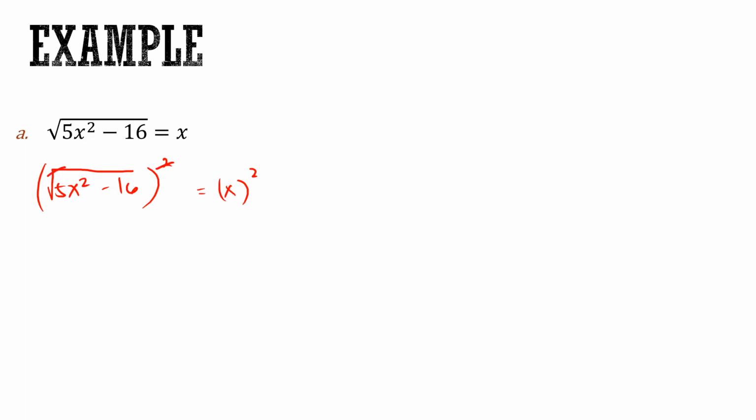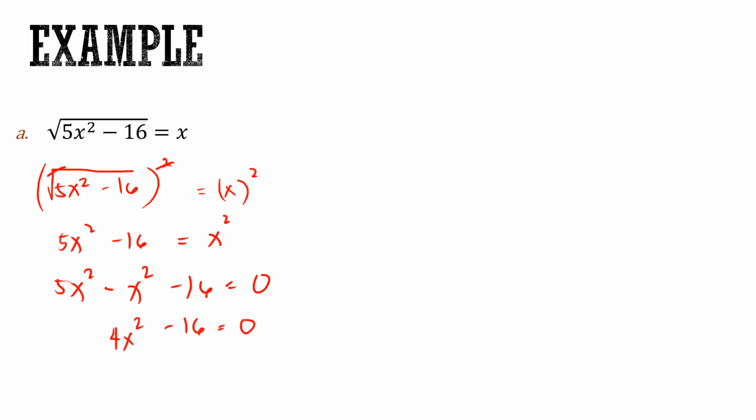So the radical term will be eliminated. What's left is 5x squared minus 16, so we can write this as 5x squared minus 16 equals x squared. Now I'll be moving x squared to the other side of my equation since 5x squared is greater than x squared. So that will become 5x squared, positive x squared will become negative x squared, minus 16, then equal to 0. So let's subtract 5x squared minus x squared. This will become 4x squared minus 16 equals 0.